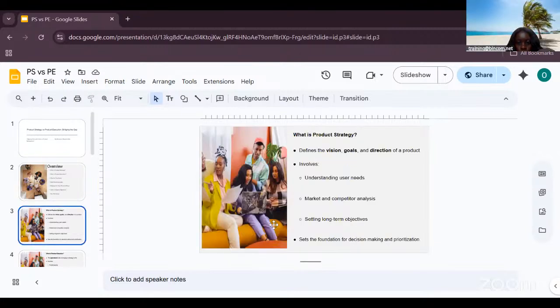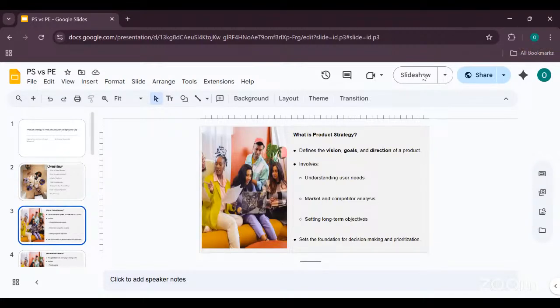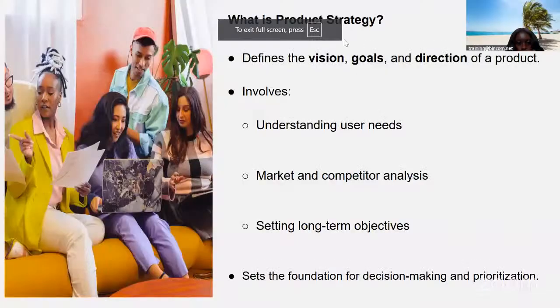Can you make it full screen? You just click on slideshow. It will be full screen. Yeah, thank you.